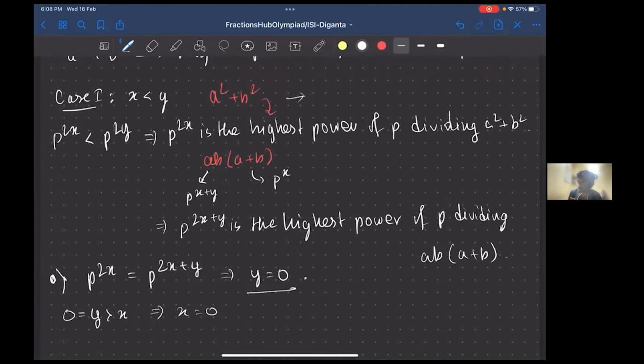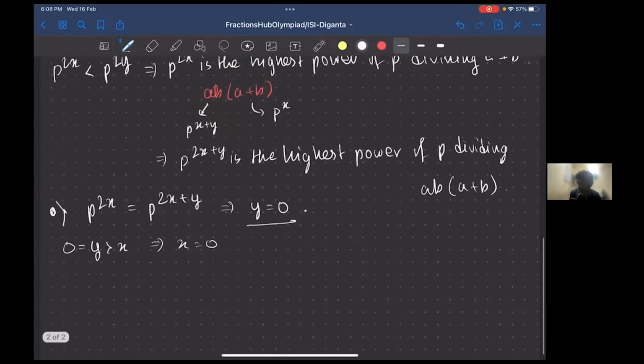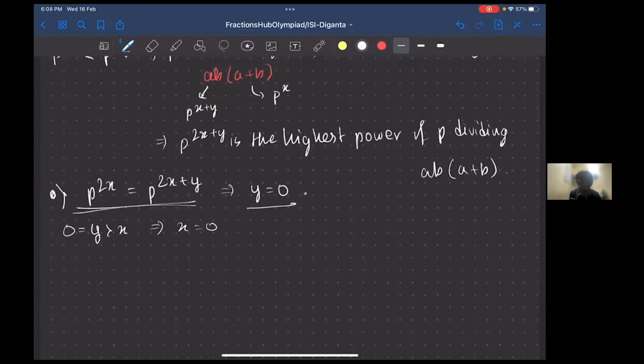So similarly, we do for x greater than y. And from here you can see that if x and y are equal, then it's very easy. If x equals y, then p power 2x equals p power 3x, implying x equals y equals 0, right?